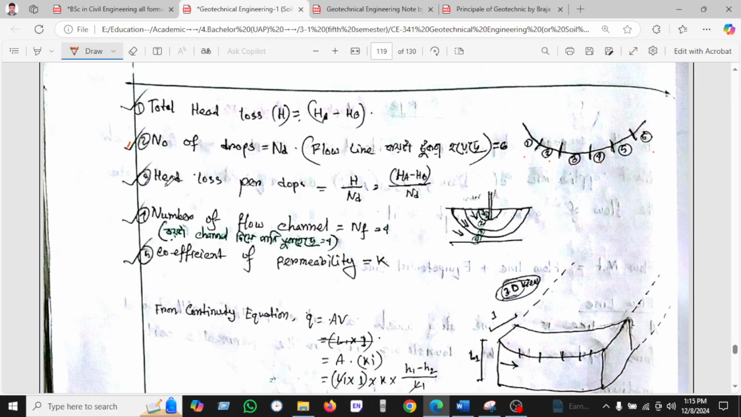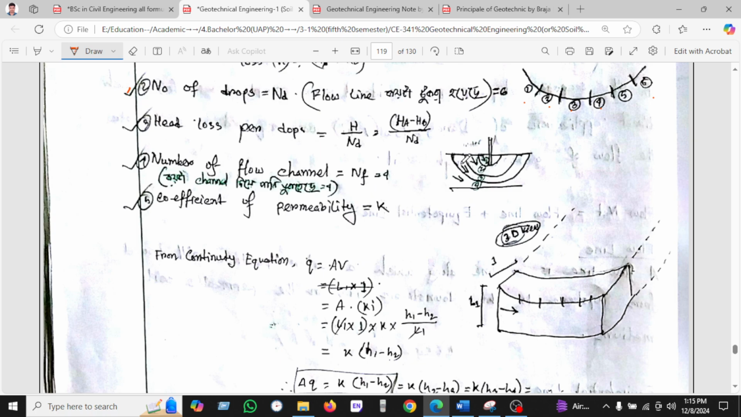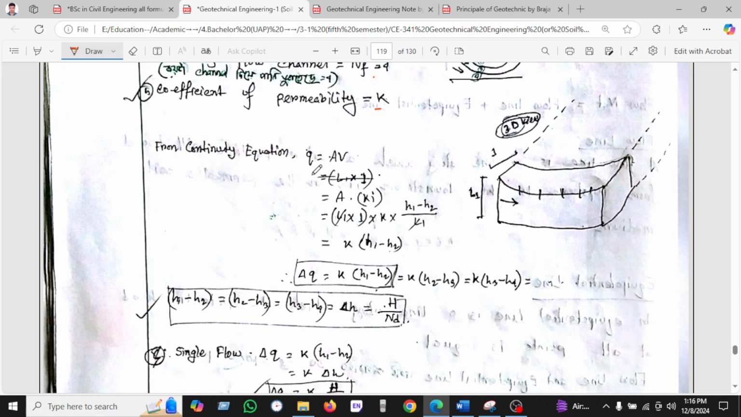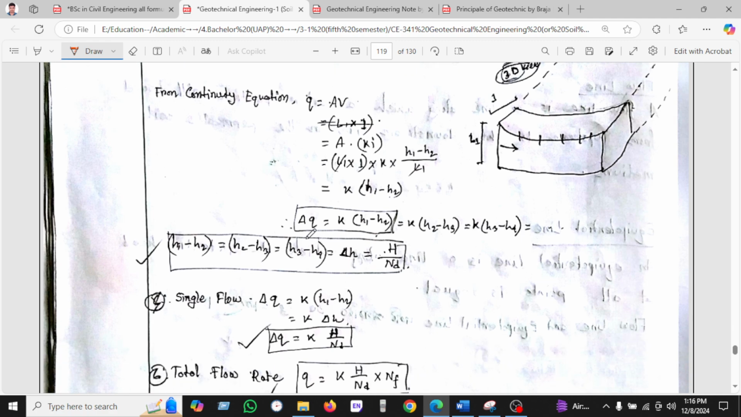So this is important. The head loss per drop is H divided by Nd. H is nothing but H1 minus H2, and Nd is the number of drops. The number of flow lines is how many channels the water is going through. Here we can see in this picture 4. And the coefficient of permeability K, and the continuity equation Q equals K H1 minus H2, and this is also derived from the continuity equation.